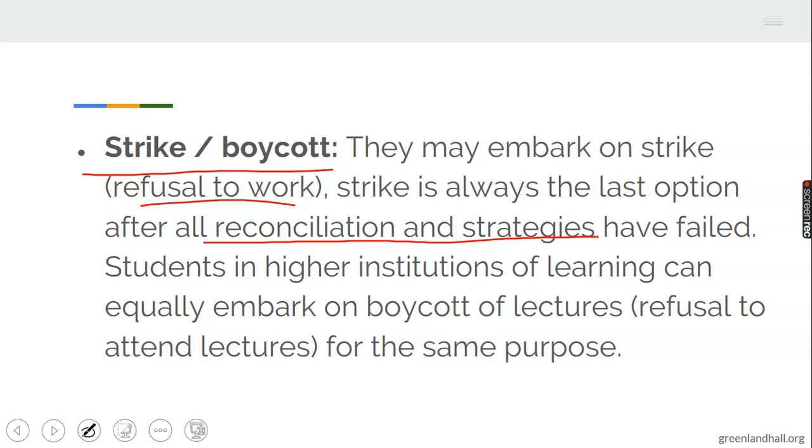And students too can also embark on boycott of lectures. That is, they will refuse to attend lectures for the same purpose if they want to get something from the school management.